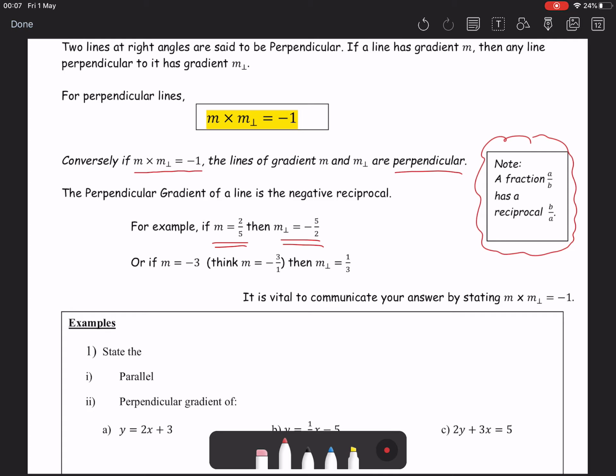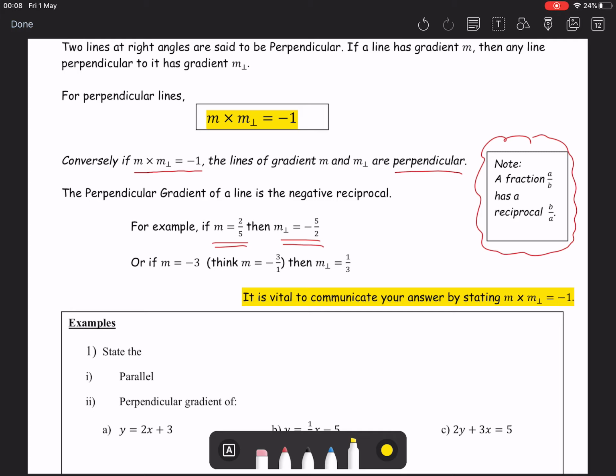If we have a value that is not a fraction, then we can think of it as a fraction in the sense it would be not minus 3, but minus 3 over 1. And then that would be flipped and made negative as 1 over 3, and it would therefore become a positive value. Okay?